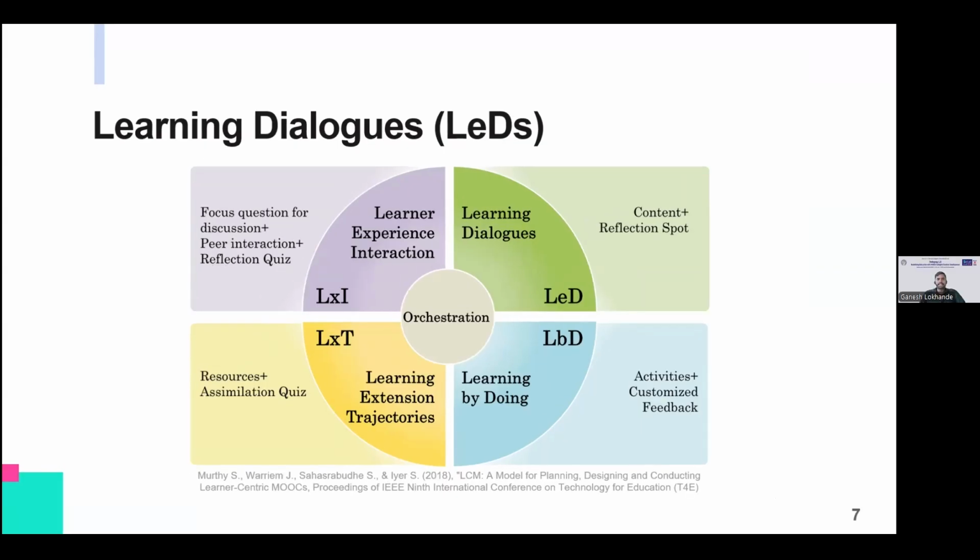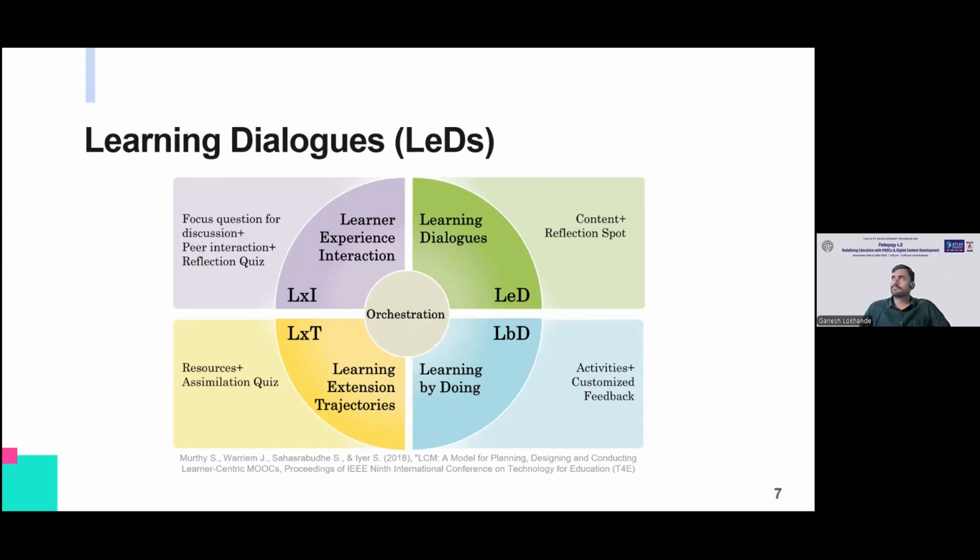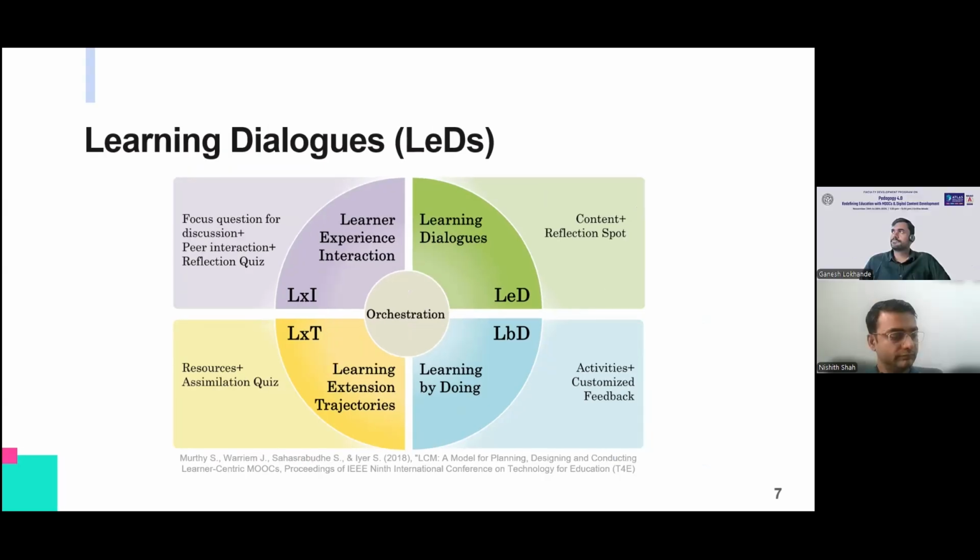So we're talking about the second quadrant. So we covered LED. Now we'll be talking about LBD. What is LBD? You conduct activities and you give customized feedback, where the learner feels motivated to learn and do things effectively. Yeah. So it's learning by doing.